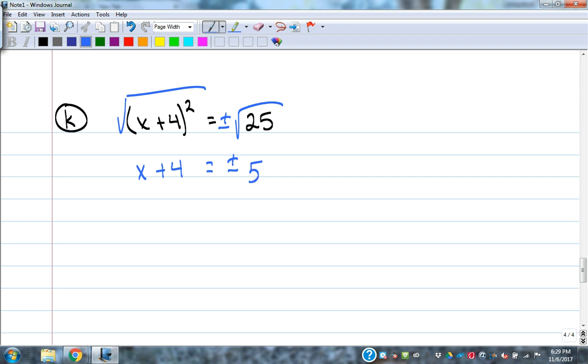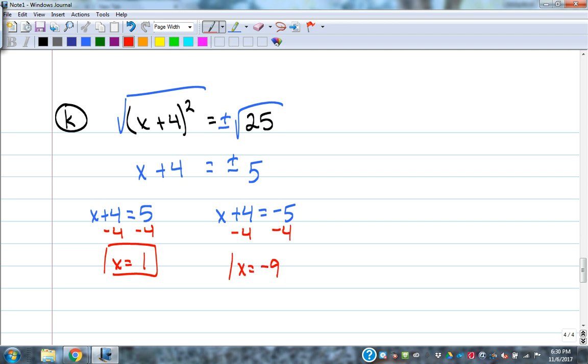All right, so we've got two problems to work here. We've got x plus 4 is equal to positive 5, and x plus 4 is equal to negative 5, because it was the plus or minus. Okay, now solve each of those. You get two answers, 1 and negative 9.